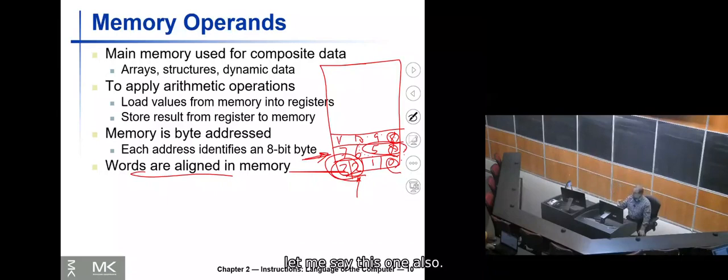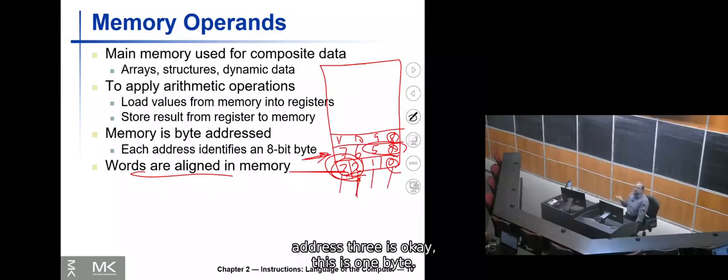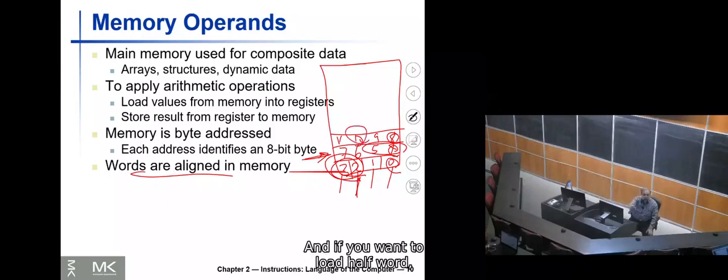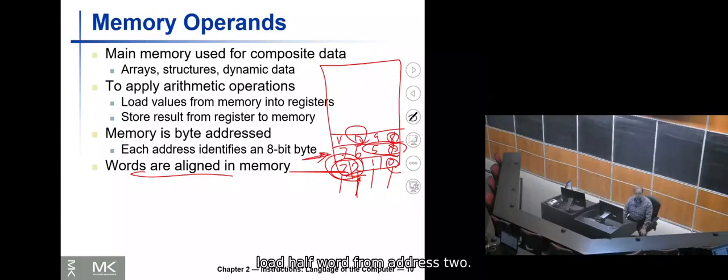Since I told you this, let me say this one also. If you want to load 1 byte, then that would be okay. You can load 1 byte from address 0, address 1, address 2, address 3. It's okay. This is 1 byte. It is not a problem of alignment because you only need 1 byte. You could load a byte from any address location, and we maintained byte addressability. So you can load a byte from any address. And if you want to load a half word, could you load a half word from address 2?